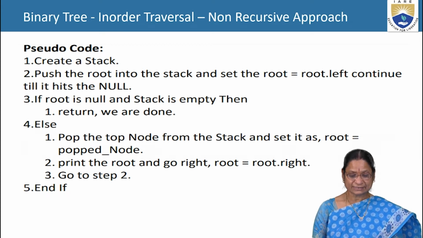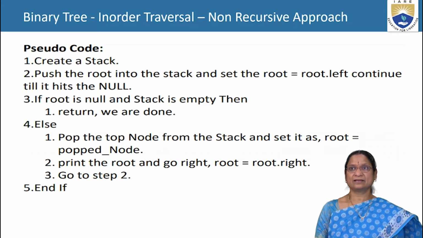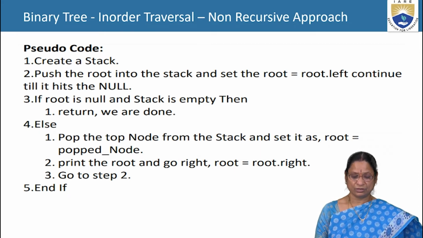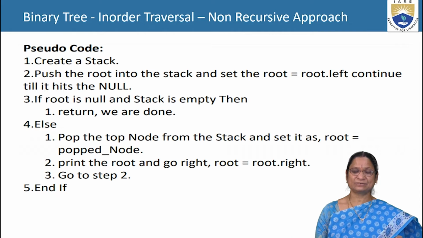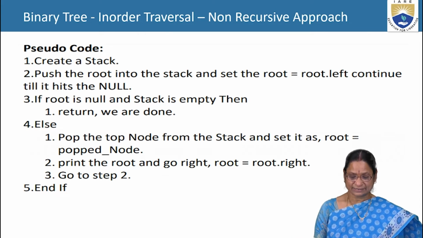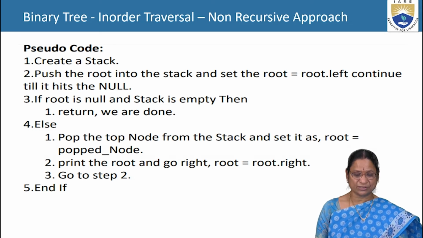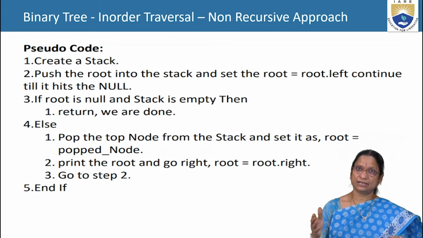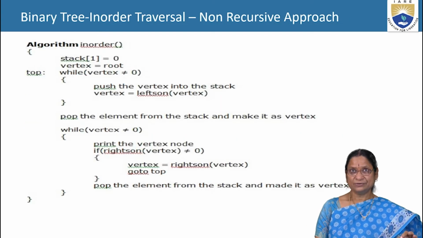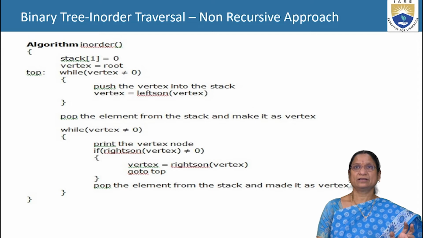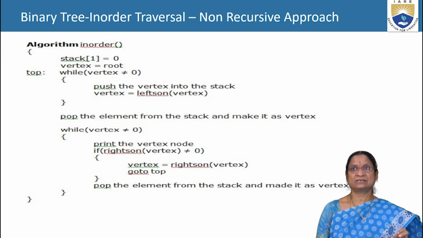Otherwise, pop the top node from the stack, set it as root and print the root, because the left subtree is completed and now the root is going to be printed. Then again we do the same process for the right subtree: root is equal to root dot right, and move to step 2. Step 2 means again root is pushed, and from there onwards the leftmost is processed. So by using this pseudocode, we can implement the non-recursive approach of in-order traversal.